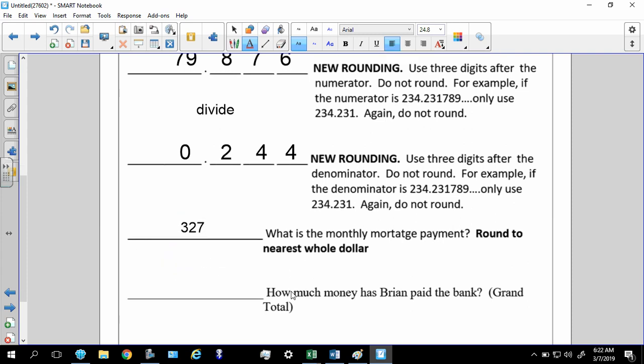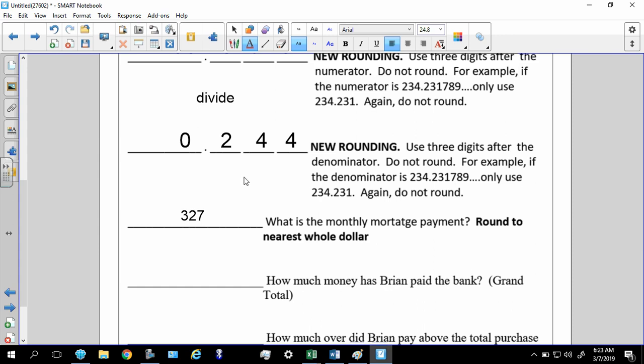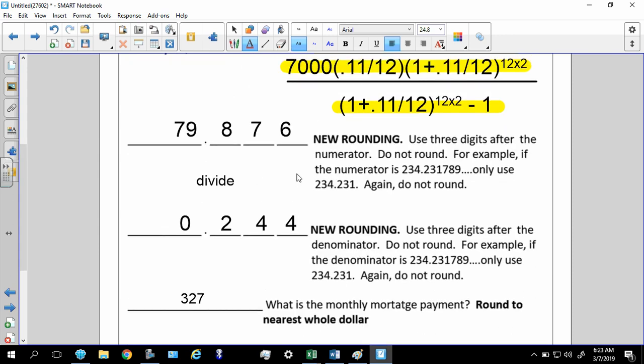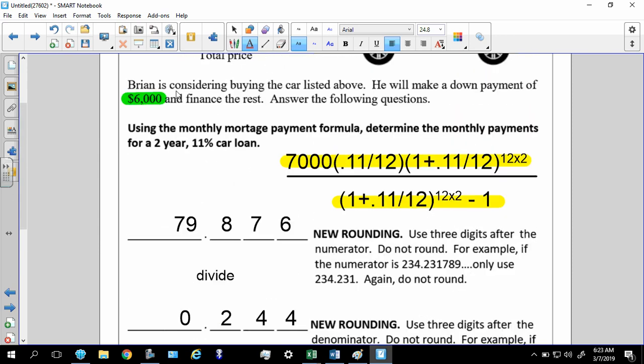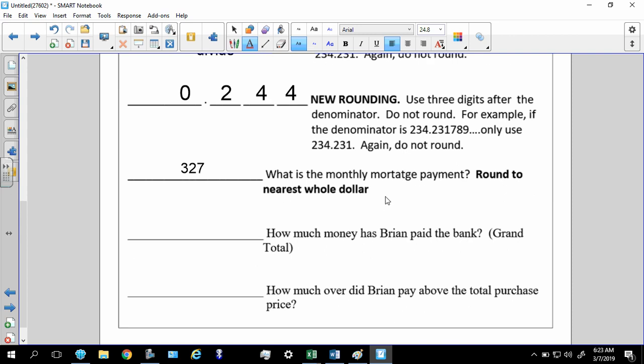All right. Now it says, how much has Brian paid the bank? This is where it screws a lot of folks up. And that is, he initially had a down payment of $6,000. So if you need to see the relationship, here it is. Down payment plus the monthly payment, the MP, times 12, and I'm going to run out of room here, times the years. Okay, so we got to write it down here.